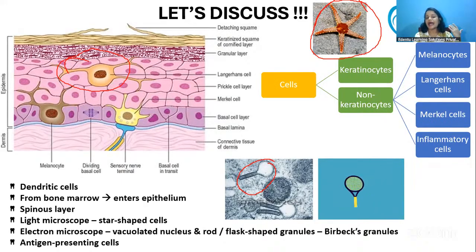They are also called antigen presenting cells. Why? Because they will identify that antigen and take it to the underlying inflammatory cells like the lymphocytes. They are the first ones to identify the antigen, and then they present it to the immune cells. That's why they are called antigen presenting cells. So they play a major role in immunity in both the oral mucous membrane and the skin.